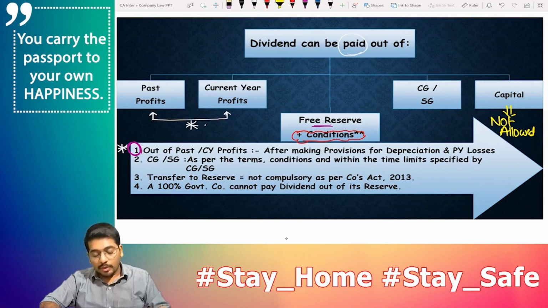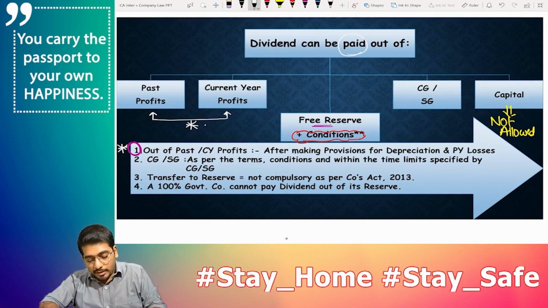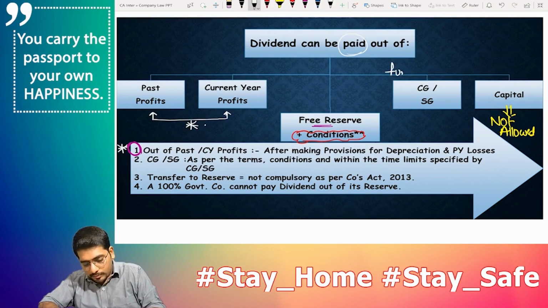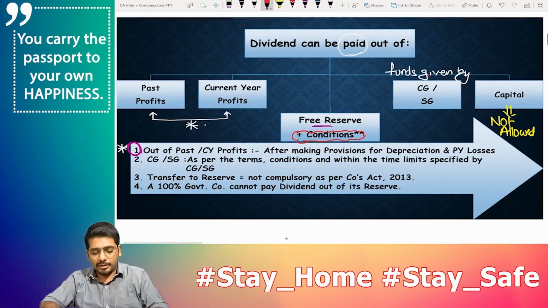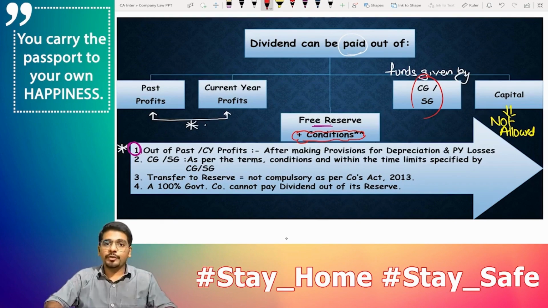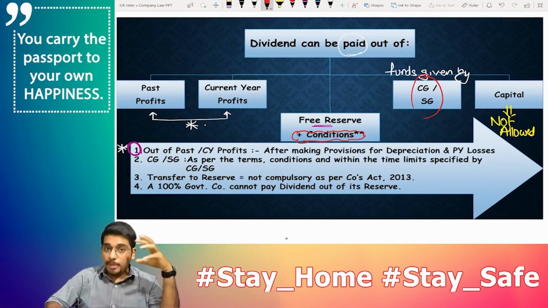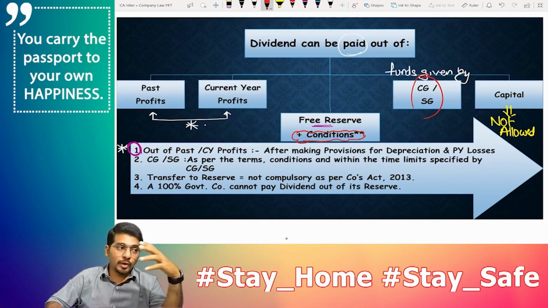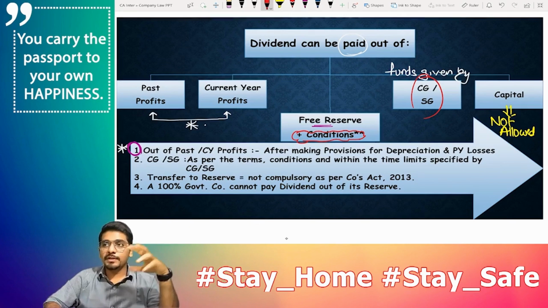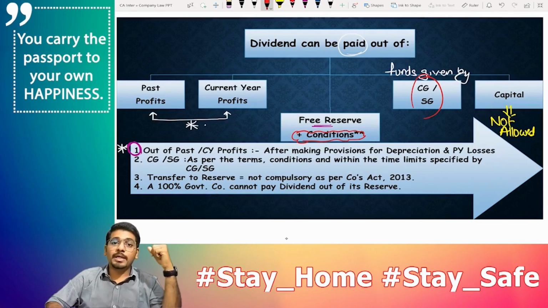Then they are saying you can also make the payment of dividend out of the funds given by the central government or the state government. Many times what happens, the project that the company is working on may be a long-term project. Because of that, it is not every time possible that the company will make the payment of dividend every year.